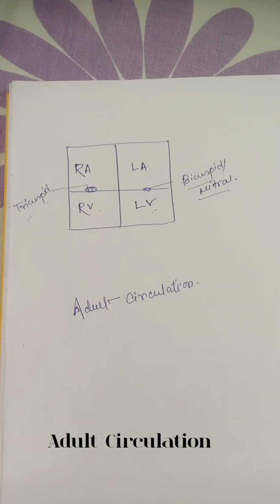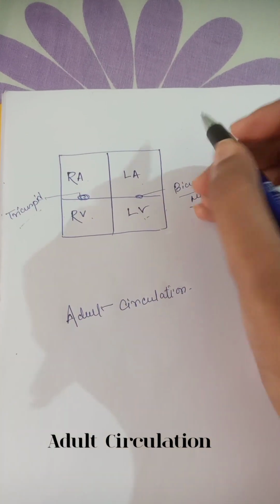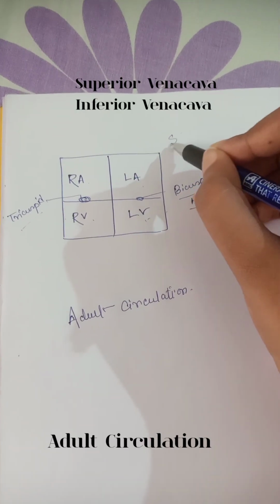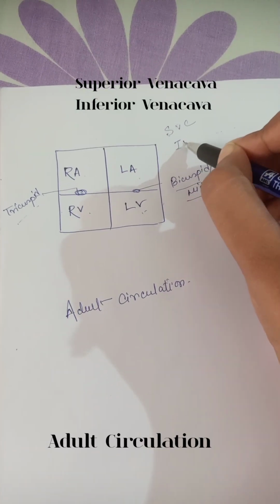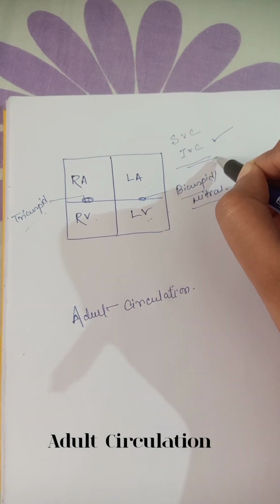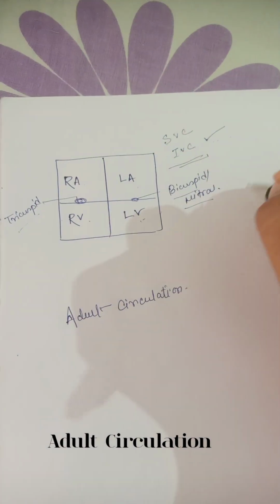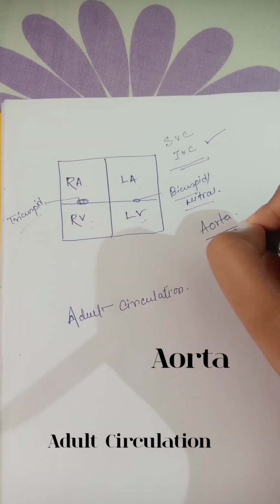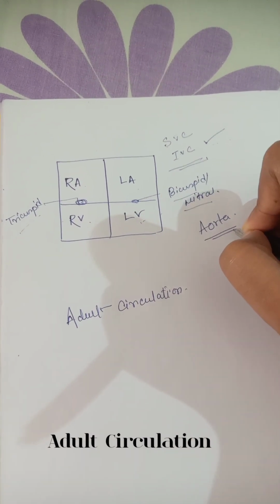Apart from the chambers, there are different types of veins and arteries. So superior vena cava, inferior vena cava. Inferior vena cava is the largest vein of our body. Apart from that, there is the aorta. Aorta is the largest artery of our body.